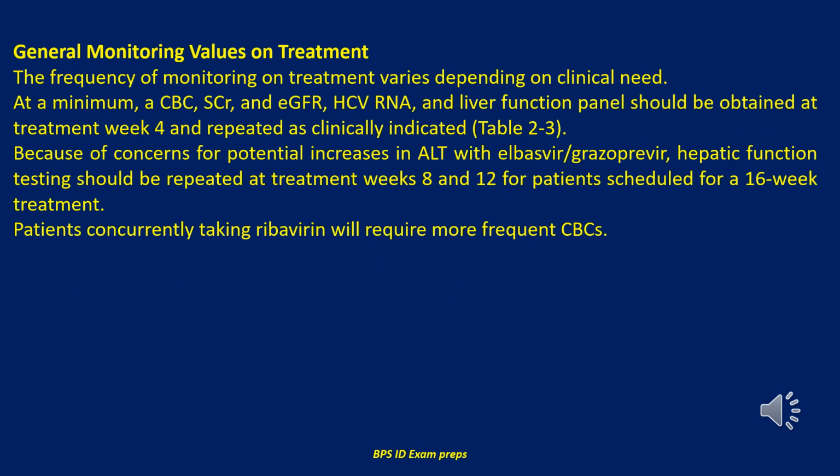Next we will discuss general monitoring values on treatment. The frequency of monitoring on treatment varies depending on clinical need. At a minimum, a CBC, SCr and eGFR, HCV RNA, and liver function panel should be obtained at treatment week 4 and repeated as clinically indicated, shown in Table 2-3. Because of concerns for potential increases in ALT with elbasvir with grazoprevir, hepatic function testing should be repeated at treatment weeks 8 and 12 for patients scheduled for a 16-week treatment. Patients concurrently taking ribavirin will require more frequent CBCs.